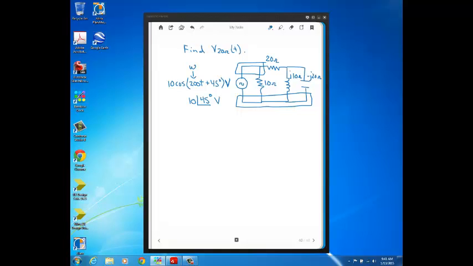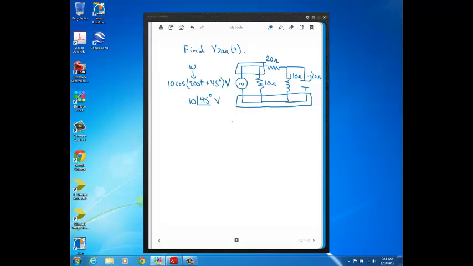So if I just do one reduction, if I just do a ZEQ for this inductor and capacitor in parallel, I'll then have a series circuit of this 20 ohm along with the ZEQ of these two in parallel, with a known voltage across them, which is the source voltage, so I'll be able to use the voltage divider equation.